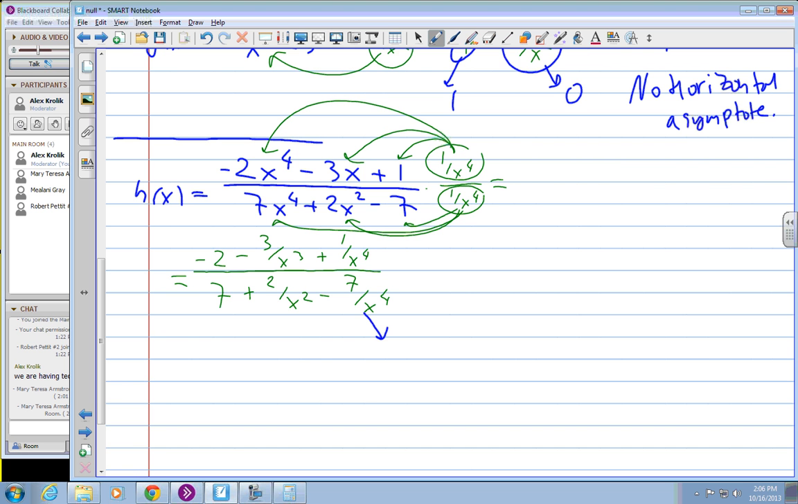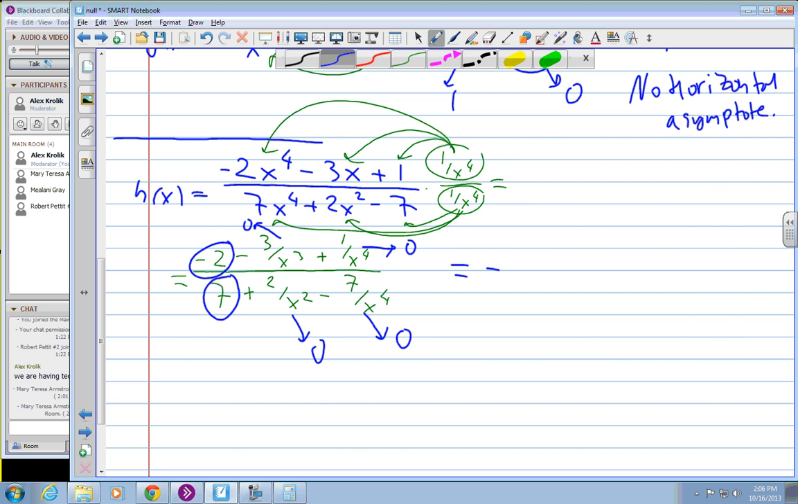So basically, I just rewrote my function in a kind of weird way, but what happens to 7 over x to the 4th as x gets big? Where's that going to go? 0. How about 2 over x squared? 0. How about 1 over x to the 4th? 0. How about 3 over x cubed? 0. But negative 2 is not going anywhere. It's negative 2. And 7 is not going anywhere, right? Negative 2 is just a constant. Doesn't matter what happens to x, and 7 is just a constant. So it looks like this whole thing equals what? Negative 2 over 7.